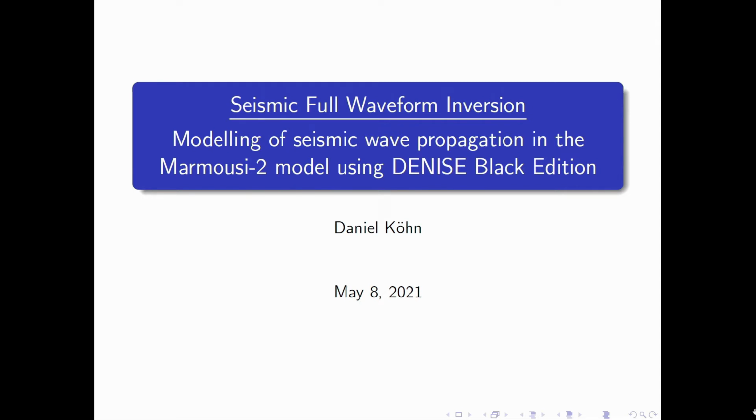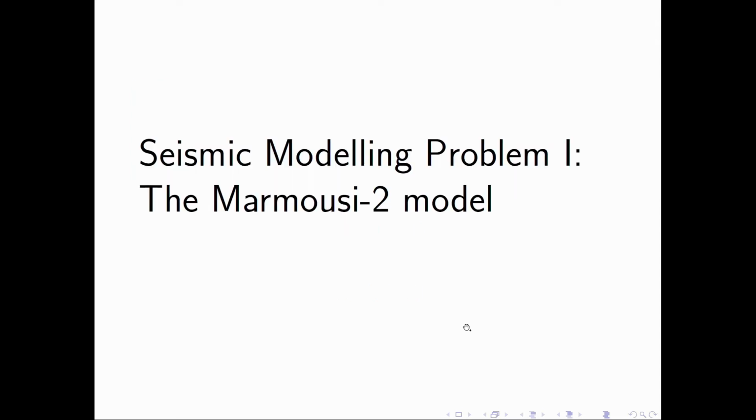So we are not starting right away with waveform inversion, but looking at a very important aspect of it, and that is the seismic forward modeling part. This is really essential to understand the waveform inversion later on. So let's head right into a seismic modeling problem. And of course we could start with something very simple like a homogeneous half space. However, these problems can actually be solved analytically. So let's try something more interesting. Let's try the so-called Marmousi-2 model.